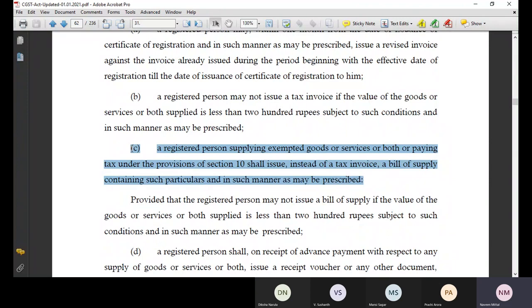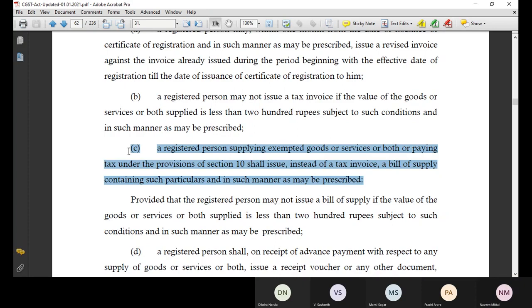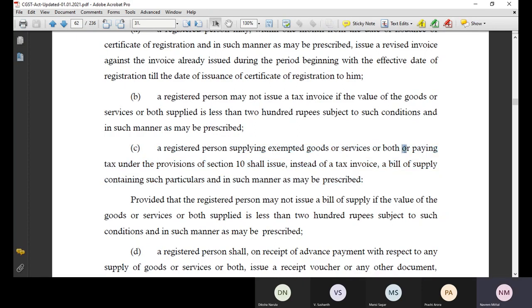A registered person supplying exempted goods. This is a new word now, exempted. Section 31 subsections 1 and 2 talk about taxable goods. What about those which are exempt? There are lakhs of products which are exempt, with no tax, like educational services. So clause C says a registered person supplying exempted goods or services or both, or paying tax under the provisions of section 10. Do you remember what paying tax under section 10 is? Composition levy scheme.